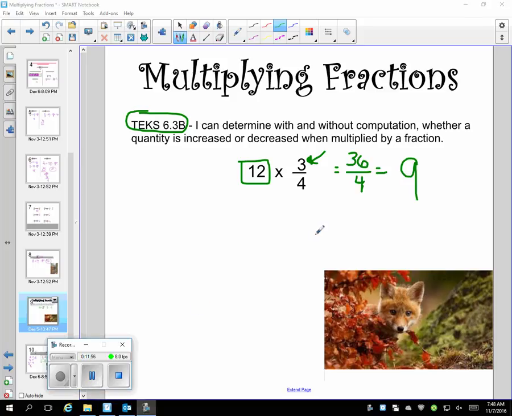So when I compute, I see that I get 36/4, which is equal to 9. So did my 12 increase or decrease? It decreased because I want 3/4. Remember that multiplication symbol means of. I want 3/4 of 12. So that means a portion of that. I don't want the whole 12. I want a portion of it. And so I can see that it's decreased.